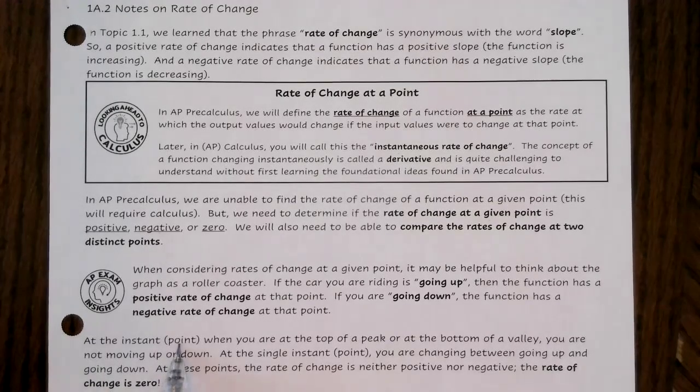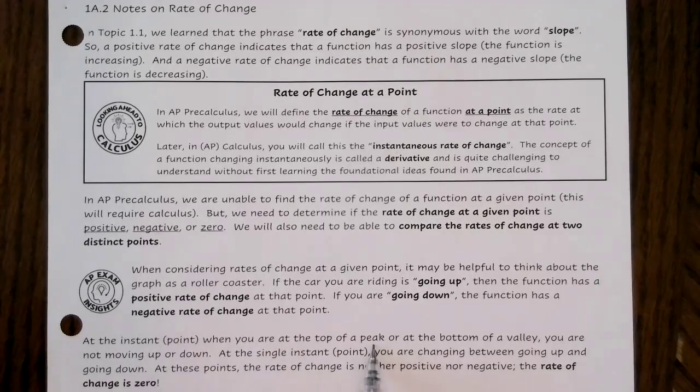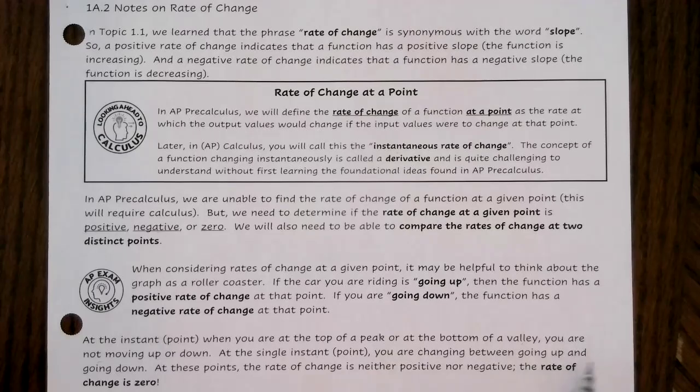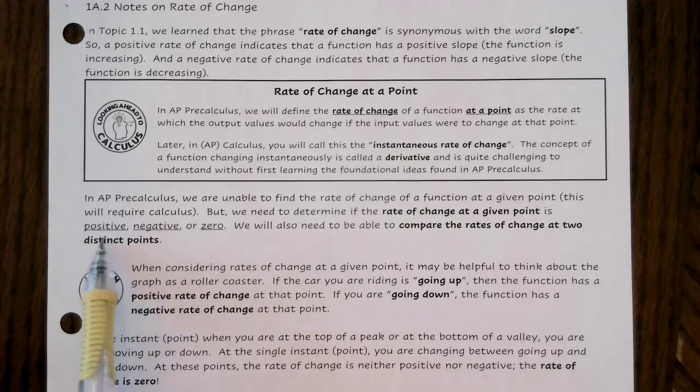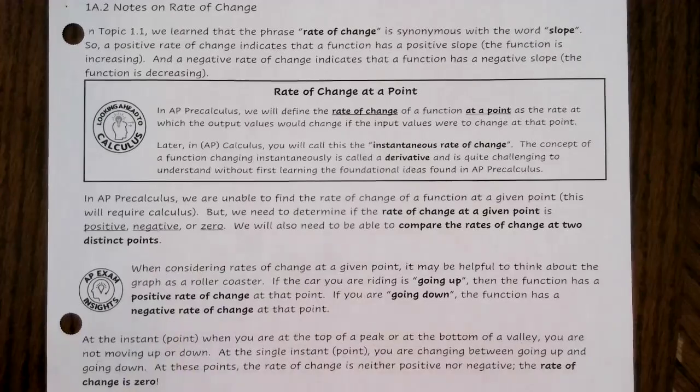All right, at the instant, which is the point, when you are at the top of a peak or at the bottom of a valley, you are not moving up or down. So at that single instant or point, you are changing between going up and going down. At these points, the rate of change is neither positive nor negative. The rate of change is zero. So that's why we say here positive, negative, or zero. So we said when we have a positive rate of change, then the function is increasing. When we have a negative rate of change, the function is decreasing. And when it is zero, it is at that point where it is not increasing or decreasing anymore. So it's that point where it's changing.